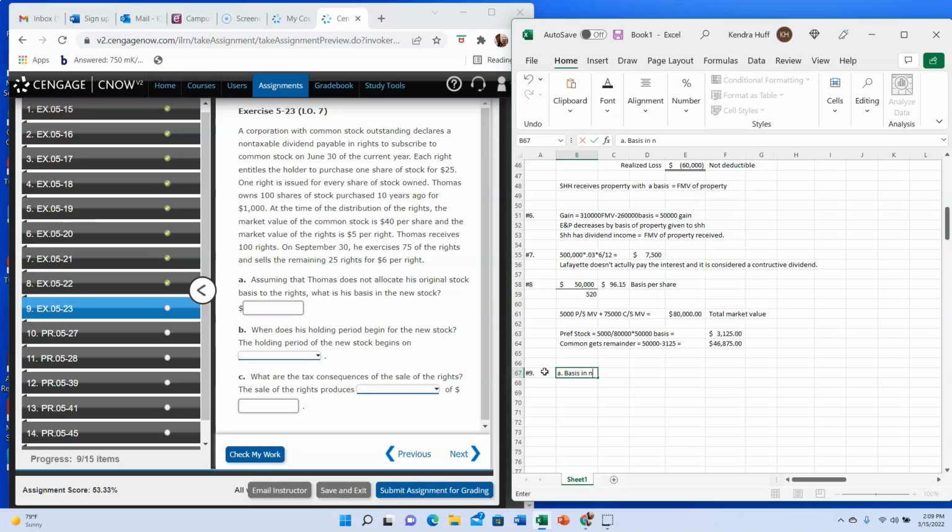All right, basis in new stock, since he doesn't allocate anything, is just, I think, going to be what he paid for it, probably, right? He got 75 rights.